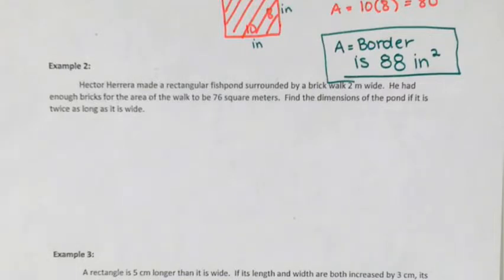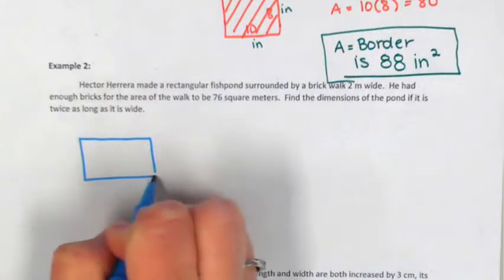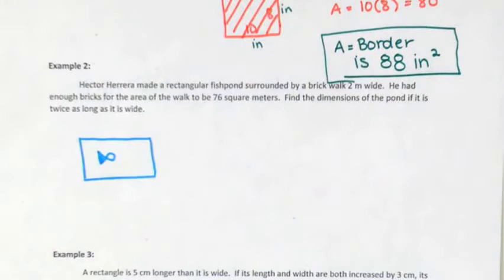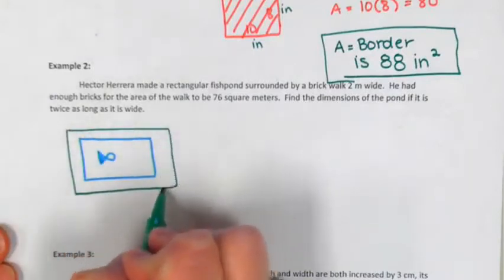All right. Hector made a rectangular fish pond surrounded by a brick walkway 2 meters wide. So we have a fish pond, right? There's my fish pond. Here's my fish. Okay. And from that, he made a brick walkway, right? Does that brick walkway go all the way around the fish pond? Yes, it does. So we're going to have a brick walkway. So this is kind of bricked.